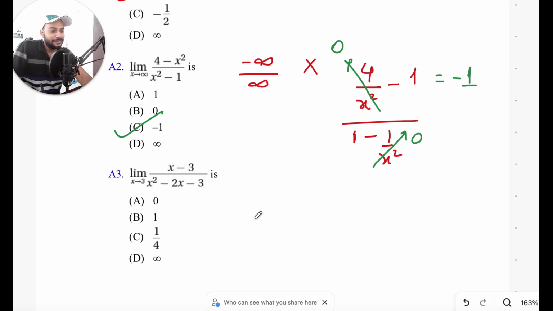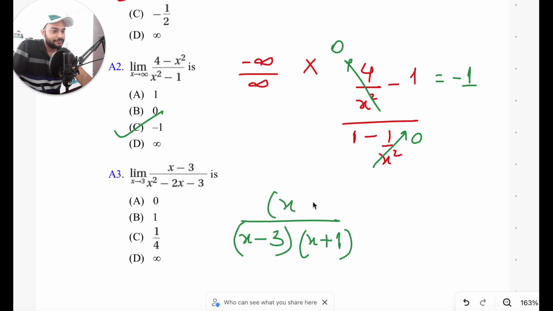So let's factorize. It's a clear hint that x minus 3 would get cancelled. So let's try factorizing the denominator. It's negative 2x, so negative 3 and positive 1. So we get (x minus 3)(x plus 1), with x minus 3 in the top. This and this cancel. 1 upon x plus 1, x is 3, so 1 upon 4. Option C is correct. Okay, let's move on to the next page.